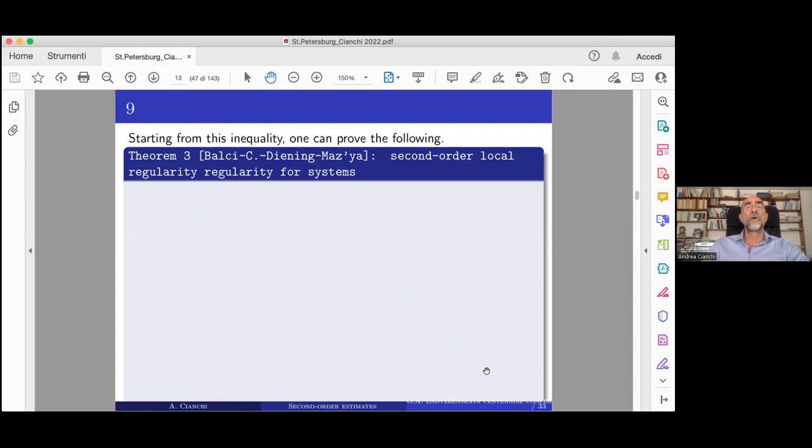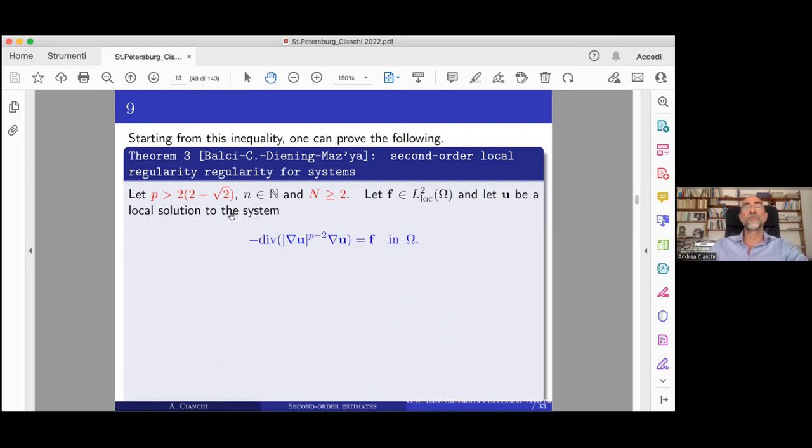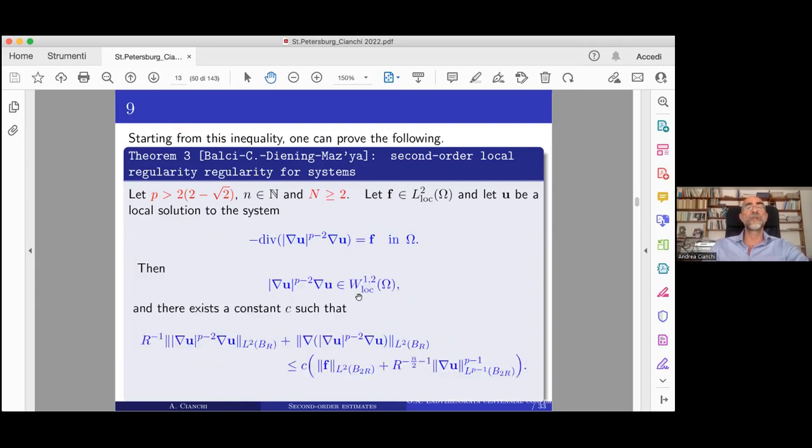Good. So using this sharp pointwise inequality, we are able to extend this second order regularity for solutions to systems up to this threshold here, 2 × (2 − √2). And the result is as before: the right-hand side is in L2. We have a local solution to the p-Laplacian system. Then this expression is a Sobolev function locally, and we have a pointwise estimate for, let's say, the second derivatives, the derivatives of this nonlinear expression of the gradient, in terms of the norm of f in L2 and this weak norm of the gradient.